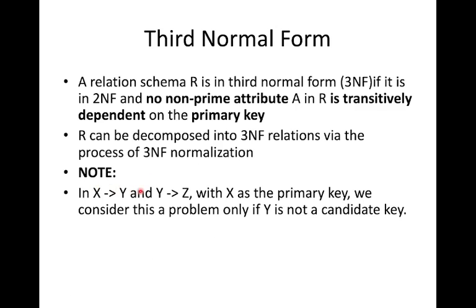Note one more thing. If there is a dependency like this, X to Y and Y to Z with X as a primary key, we consider this a problem only if Y is not a candidate key. This transitive dependency becomes a problem only if Y is not a candidate key. If Y is a candidate key, then there is no problem, because transitive dependency is not at all a problem there. If Y is a candidate key, you have already studied that.